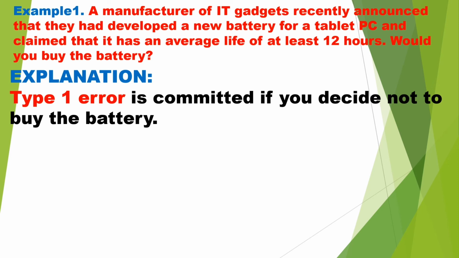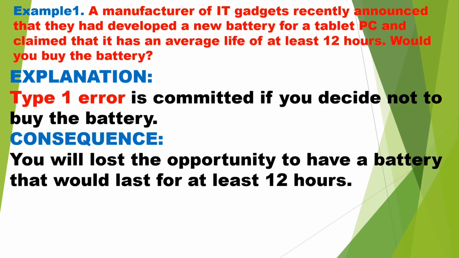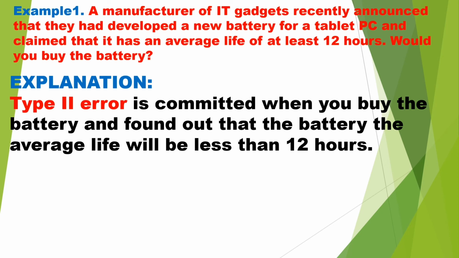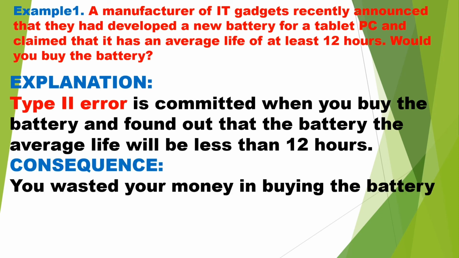If you did not buy the battery, the possible consequence is you will lose the opportunity to have a battery that would last for at least 12 hours. Type 2 error is committed when you buy the battery and find out that the battery's average life is less than 12 hours. The consequence is you wasted your money in buying the battery.